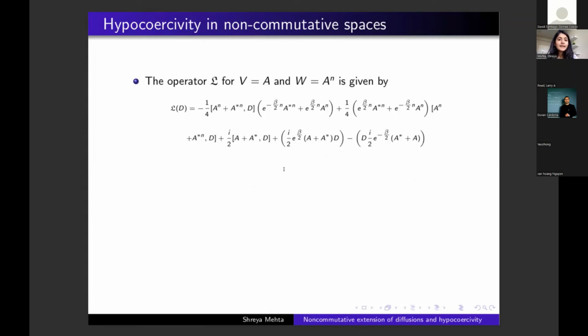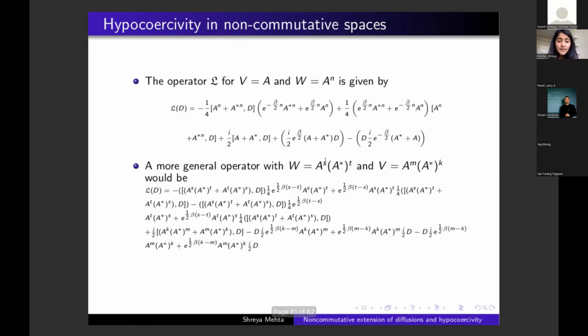And the operator L, if we want to first see how this would look for the simple case, we can consider V to be equal to A and W as the powers of A, then L of T would be this expression. And if we take a more general case, with a more general operator like W and V to be arbitrary powers of A and A stars, then it would give us a more complicated expression, but it's still going to be much simpler than how we found using the quantum Dirichlet forms.